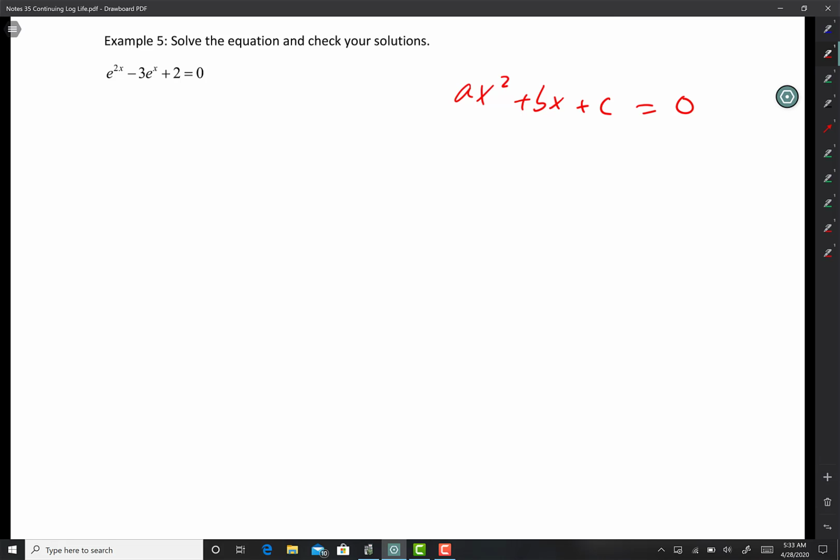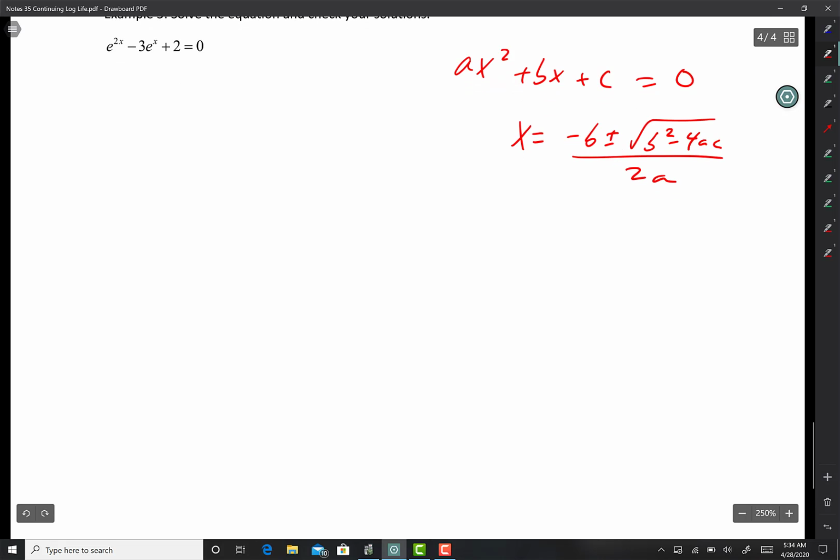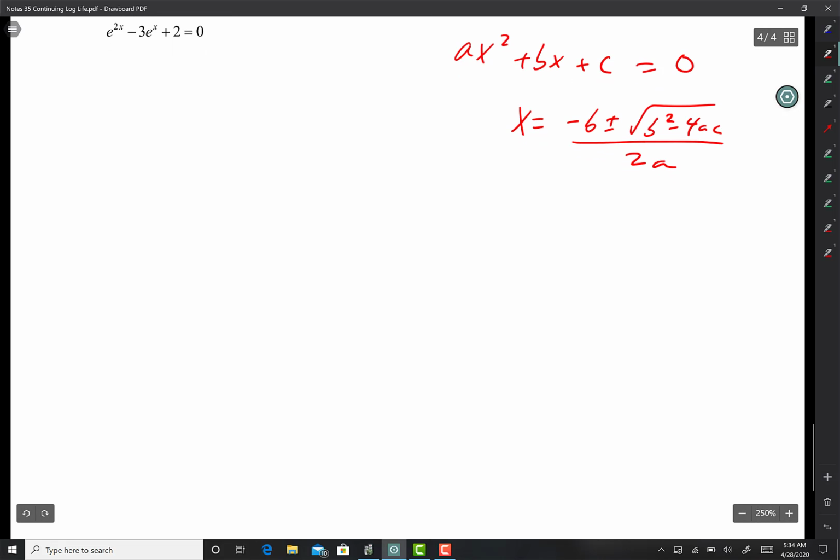And then we said that the solutions for this, if it's not factorable, were x equals negative b plus or minus the square root of b squared minus 4ac, all over 2a. There's actually a nice little proof for that, guys, but we'll wait for later on. But anyways, there it is. And that works for anything that looks like the quadratic form, guys.